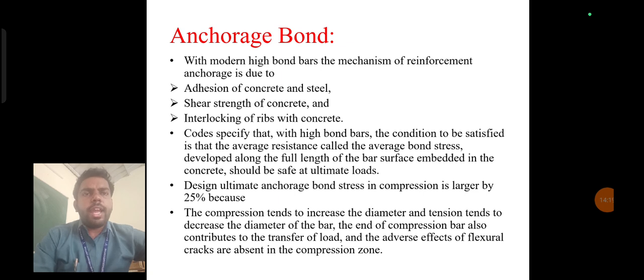The design ultimate anchorage bond stress in compression is larger by 25%. Why? Because compression tends to increase the diameter of the bar and tension tends to decrease the diameter of the bar. The end of the compression bar also contributes to transfer the load, and flexural cracks are absent in this compression zone.